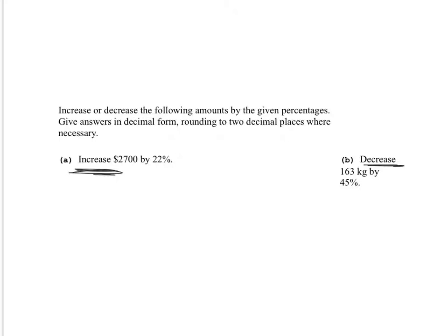So the first thing we're going to do is we're looking at an increase of 2,700 by 22%. So we're going to start off by saying 2,700 times by 22%. Remember how we did "of"? This is exactly the same. So we put in 2,700 times by 22 and click on percent, and you get an answer of 594.